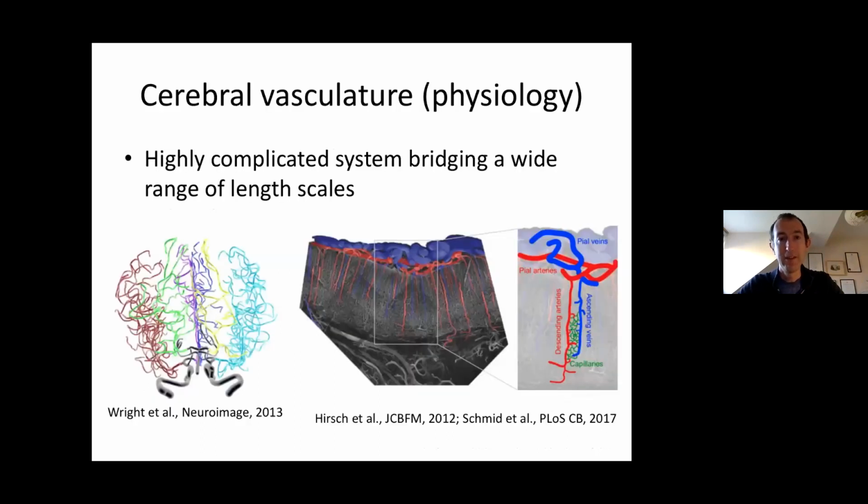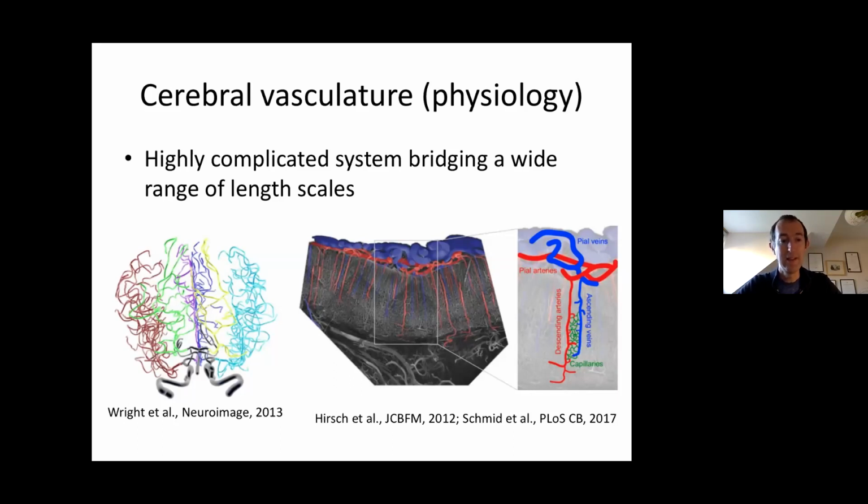And of course, as I've just said, it's a highly complicated system, and it also bridges a wide range of length scales, and that's really important in terms of what's coming up in a moment. So on the left, you can see this is a paper from 2013 where they imaged the large vessels, so 6 colors for the 6 territories, middle, posterior, and anterior cerebral arteries on the left side and right side.